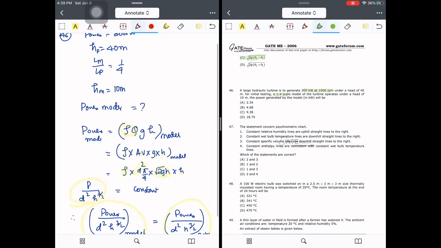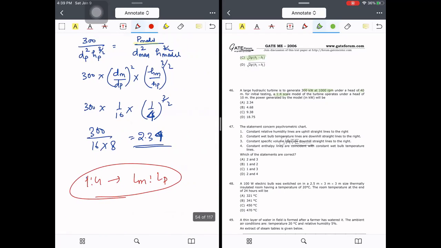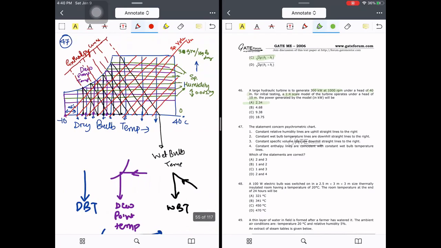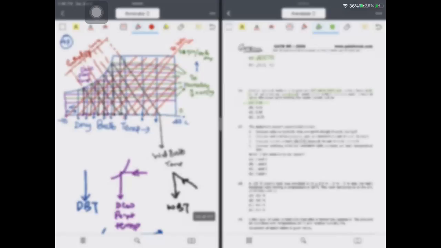The turbine operates under the head of 10 meter. No, let me check. Yes, actually they have given head equal to 40 meter and here head of 10 meter. So the turbine, that is the prototype, is working at 40 meter, and here it is 10 meter. This is not 1 is to 4, please don't confuse it with 1 is to 4 here. This is 10 meter of model and 40 meter of prototype. Okay, so you just divide and you will get the same 1 by 4 to the power 3 by 2. And solving it, you will get 2.34 as my answer.